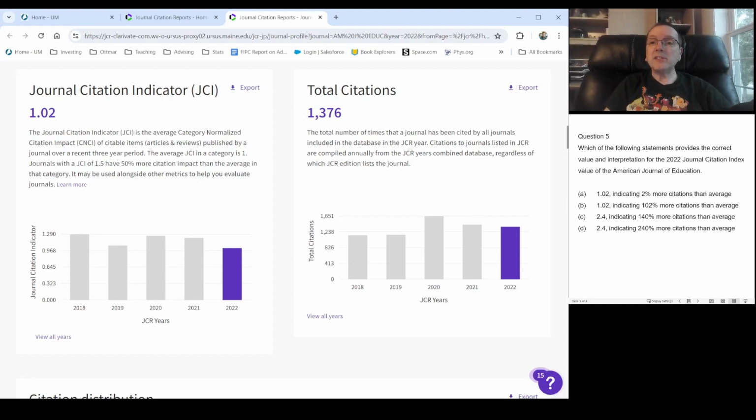And that's the answer for question 5, right? Which of the following statements provide the correct value and interpretation for the journal citation indicator? It's going to be A, isn't it? 1.02, indicating 2% more citations than average. Okay, that's great. Okay, let's keep going.